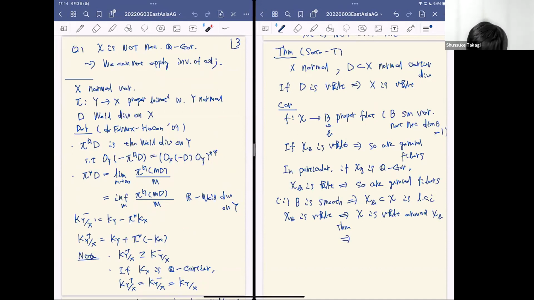And then we can prove the general fiber is variable KLT. So once you accept the theorem, the corollary is quite easy. And let me explain how to prove the theorem.